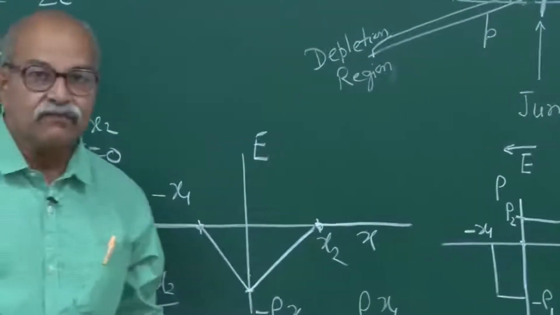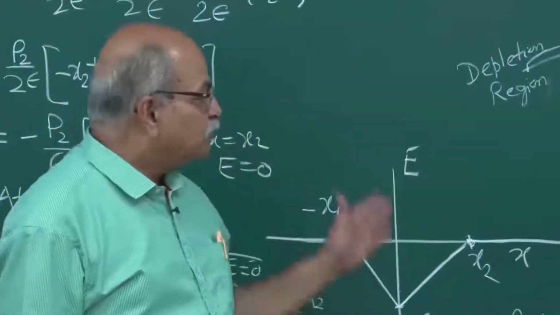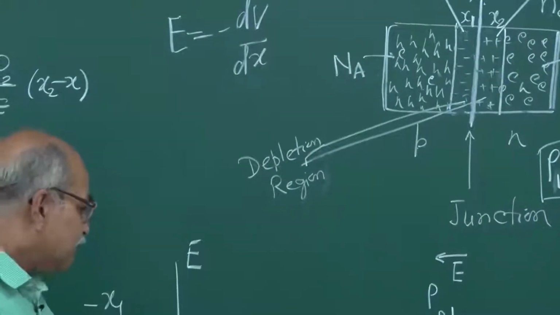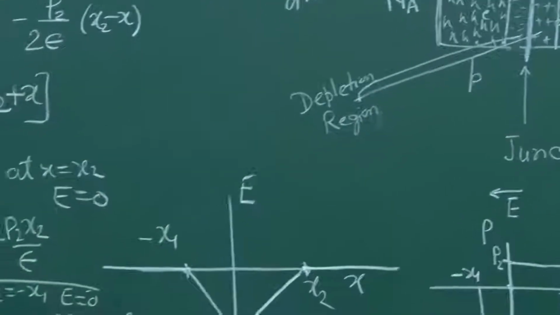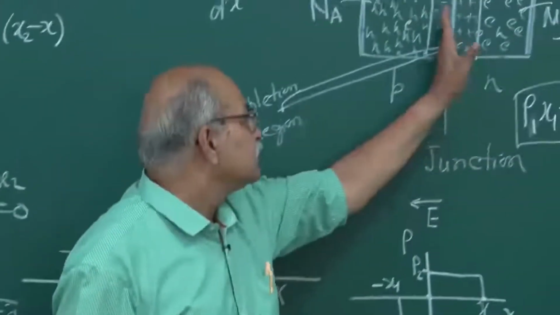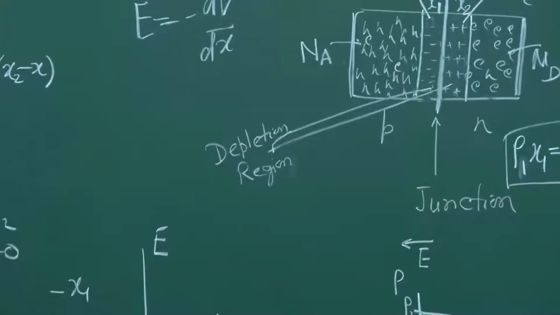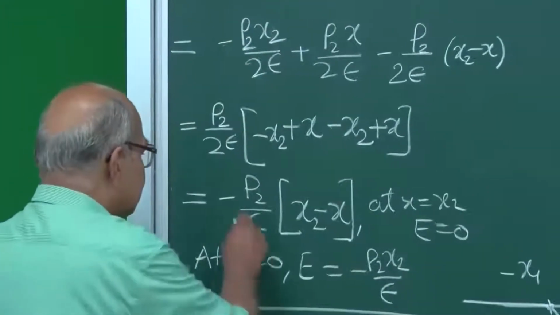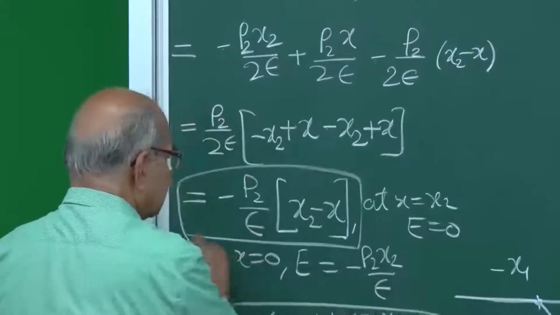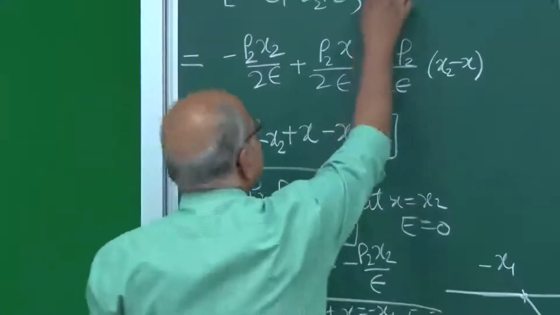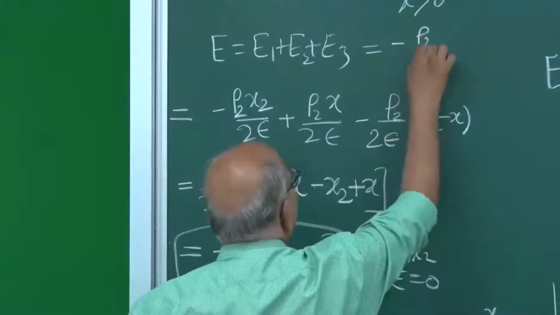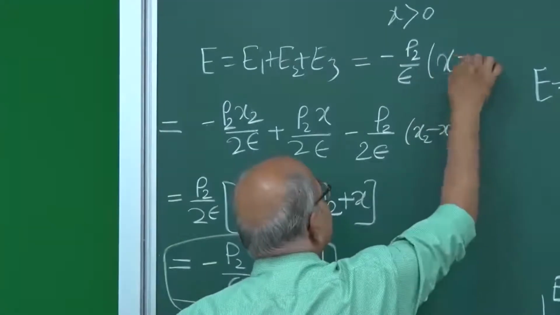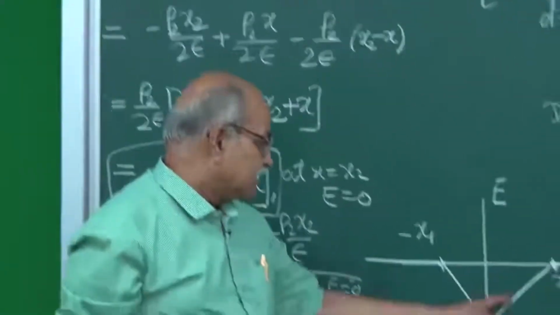Now, today we will be talking of a potential difference across this junction. To calculate that, we have this electric field. Let us try to do it in this region, right of the junction. The total electric field is given by this expression: minus rho 2 over epsilon times (x2 minus x). It is this straight line.